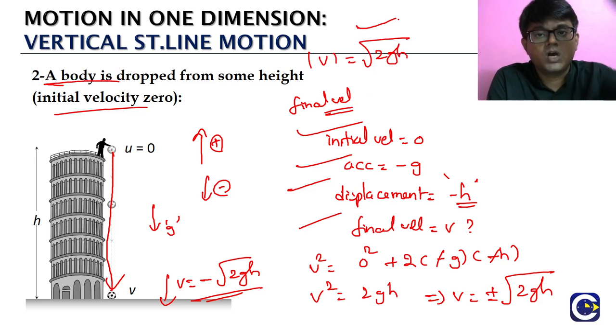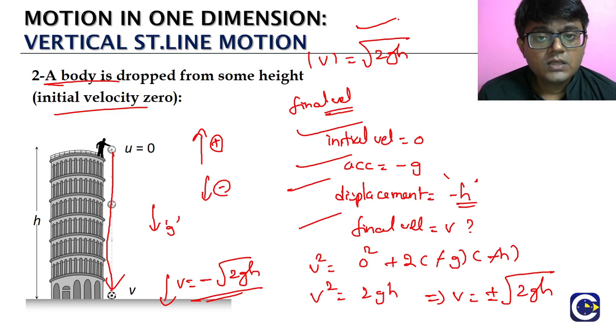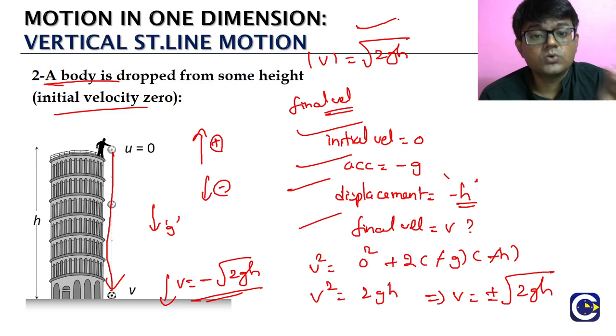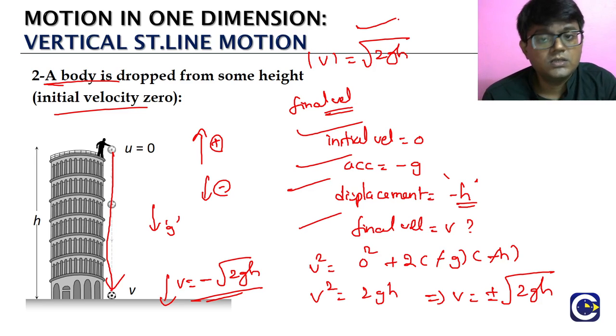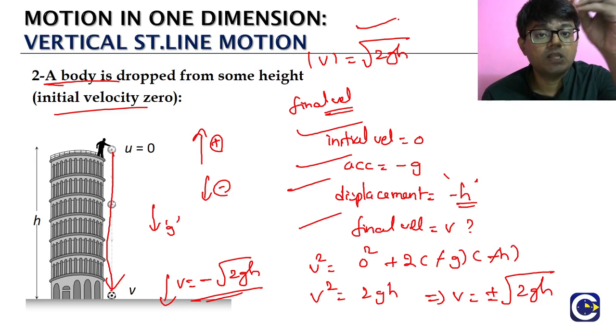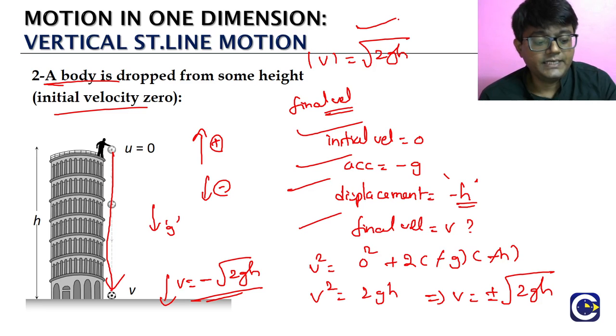If an object is dropped from a building of height h, then the final velocity it will have when it is reaching the surface will be what? Final velocity magnitude is root 2gh. But direction wise it will be downwards. So this is about case 2, where we are dropping the object from a particular height.